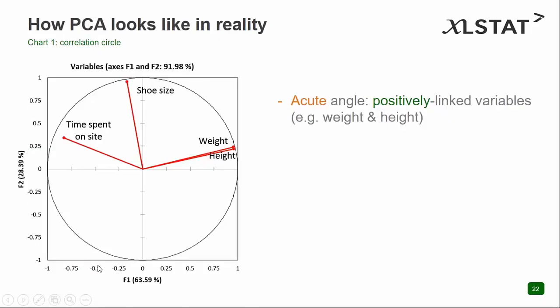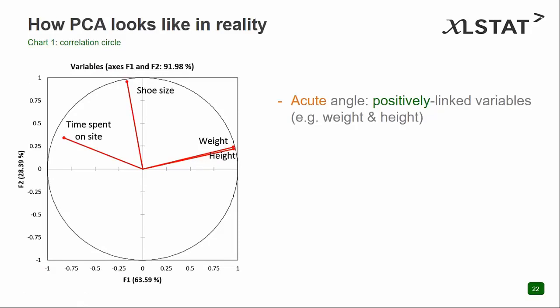So here's the correlation circle, the first important chart we want to comment on. The horizontal axis is dimension 1 from PCA, which carries 64% of the inertia. And the vertical axis is dimension 2. And the red vectors, the red lines, correspond to the variables we are investigating. So time spent on site, shoe size, weight, and height. How can I interpret this?